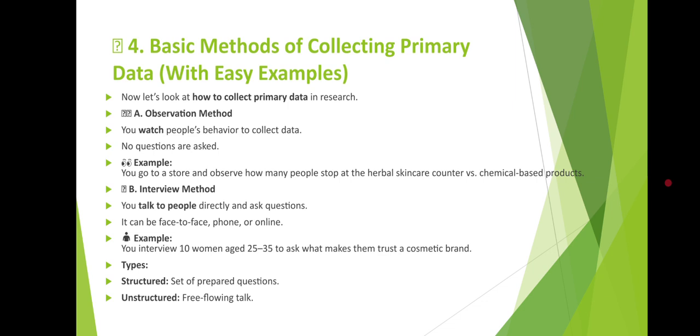For example, you interviewed 10 women aged 25 to 35 to ask what makes them trust a cosmetic brand. So these are the types of interview method. First we have structured as well as unstructured. Structured includes a set of prepared questions, and unstructured is free flowing talk. Random questions are asked in unstructured, but in structured there is a set of questions and you ask only those questions to the customer.